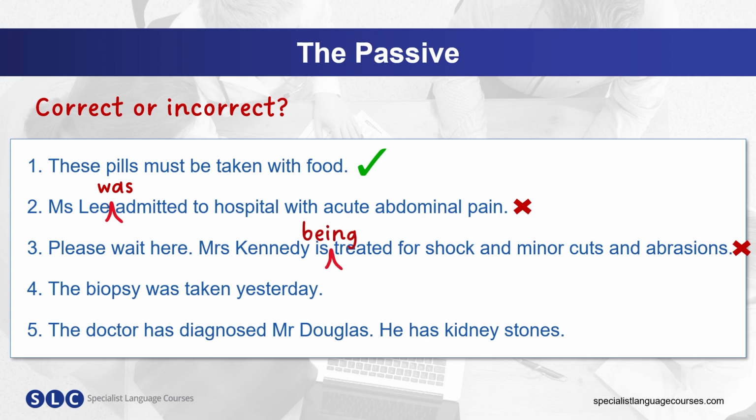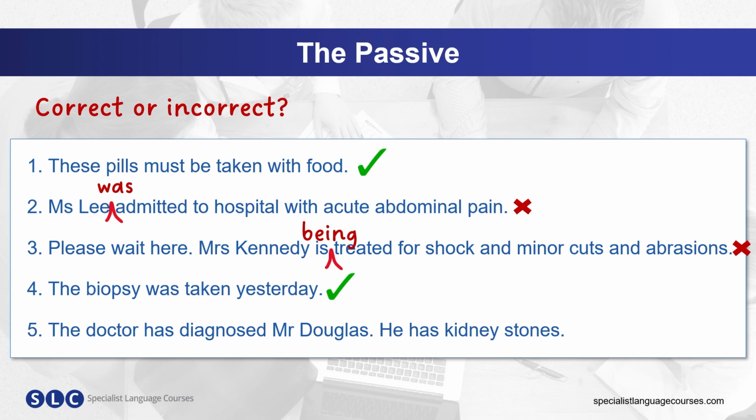Mrs. Kennedy is being treated for shock and minor cuts and abrasions. Present continuous passive is used here to show that the treatment is happening now at the time of speaking. Number 4, the biopsy was taken yesterday. The sentence is correct. We use past simple passive because it was yesterday.